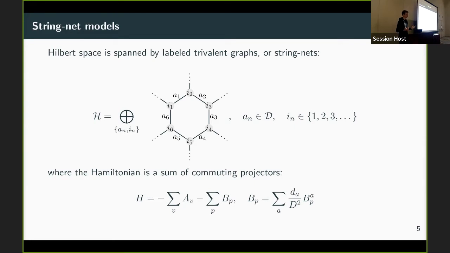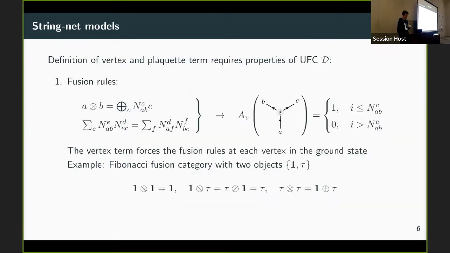And the Hamiltonian is again a sum of commuting projectors. So again, you have a sum of vertex terms and you have a sum of plaquette terms, where this plaquette term is actually a sum of other plaquette terms that we will see what they are. Now, to define what these vertex terms and plaquette terms actually do, we need some properties of this fusion category.